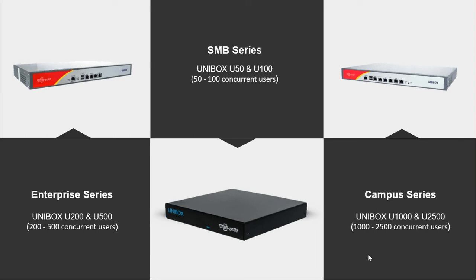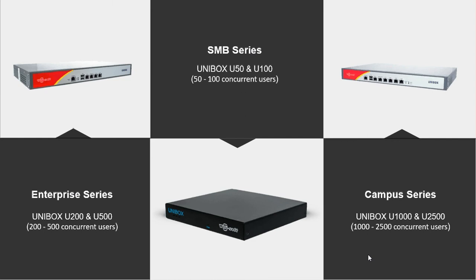Next in line is our enterprise series. Our enterprise series are rack mount devices, and they come in variants like U200 and U500. So the U200 caters to about 200 concurrent devices and U500 to 500 concurrent devices. Typically, the enterprise series is designed for medium-sized hotspots like those in hotels, in shopping malls, in hospitals, schools and colleges, and so on. And lastly, we have a campus series, which is for 1,000 concurrent devices and more.